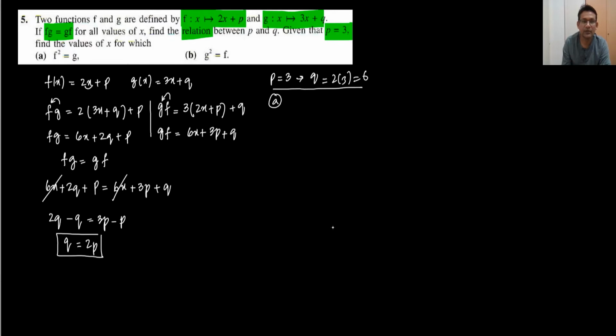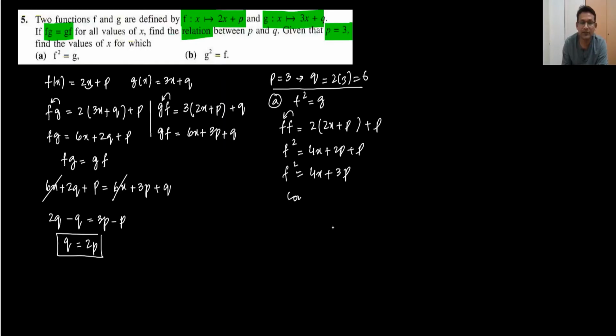The condition is f squared equals g. And please remember, when you want to find f squared, meaning f of f, it does not mean that you write (2x plus p) whole squared. This is wrong. You have to write 2x plus p, and in the place of x, you have to write once again 2x plus p. Like f in f, it should be substituted in the place of x. So this is f squared, and it comes to 4x plus 2p plus p. So f squared is 4x plus 3p.